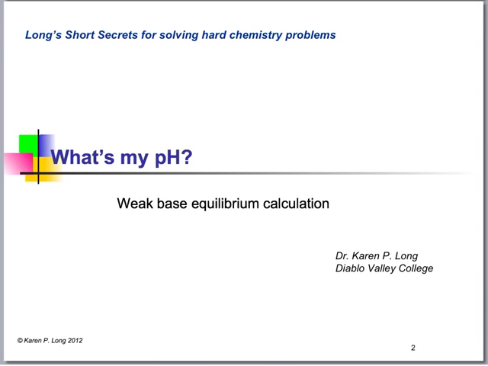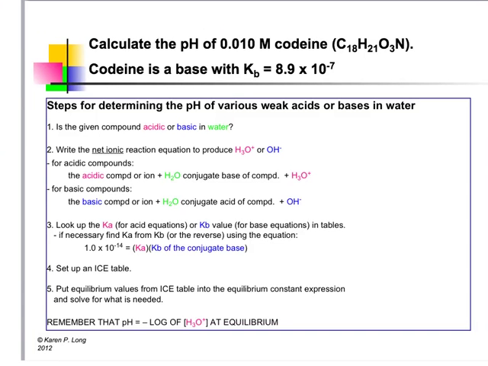This is an example of the kind of calculation you'd have to do if you wanted to calculate the pH of a weak base in water. The question: calculate the pH of 0.010 molar codeine. And it says that codeine is a base. I've listed here the steps for determining the pH of various weak acids or weak bases in water. I'll not go through them now, but let's look at them one by one as we go through the problem.